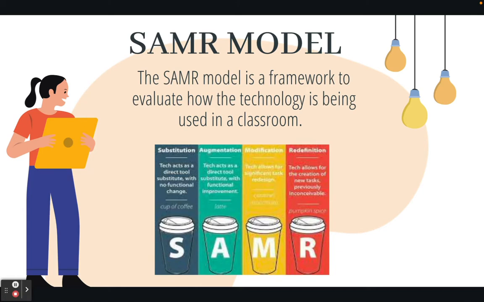With substitution, there's no direct change in the function of the student work. So it's a basic cup of coffee. Instead of reading a book in your hands, you're now reading on Epic. There's no functional change to it. But when you move up the SAMR model, then you have augmentation. So there is functional improvement to it.